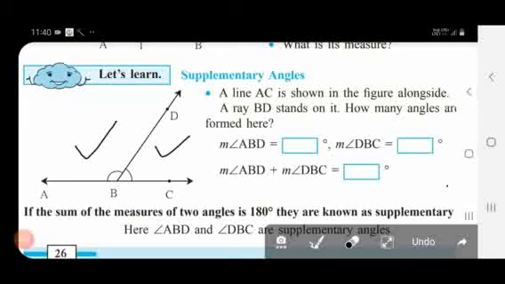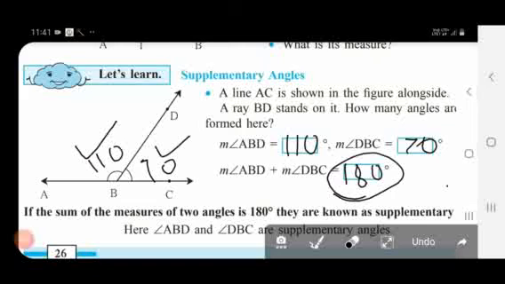When these two angles are added, we will see what happens. Measure of angle ABD is 110 and DBC is of 70 degree measure. So we will write here ABD is 110 and DBC is 70 degrees. If we add these two, their sum is 180 degrees. So they are supplementary angles of each other.